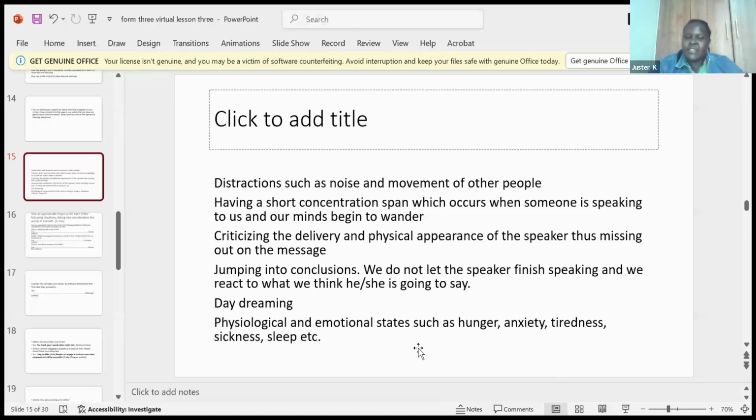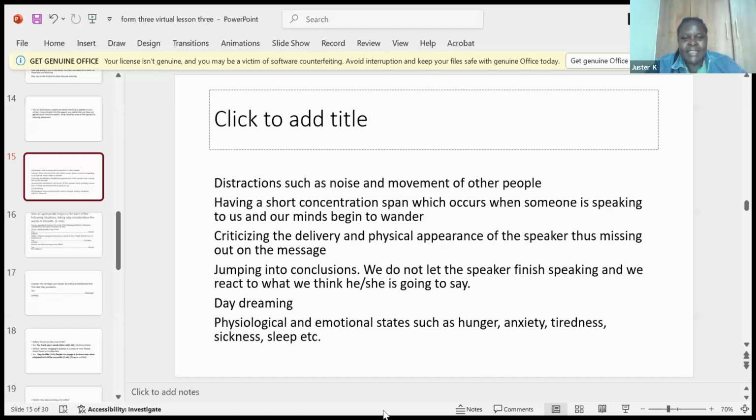Distractions: when somebody is distracted, you're looking out through the window, you're looking at who is yawning, something that is just catching your attention, and then your attention shifts from the speaker. Or if you have a short concentration span, within no time your mind begins to wander, even as the speaker is speaking, you start building castles in the air.